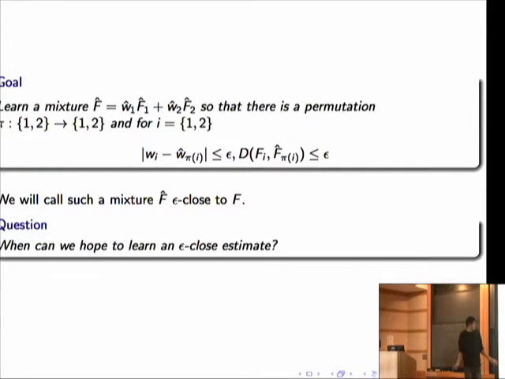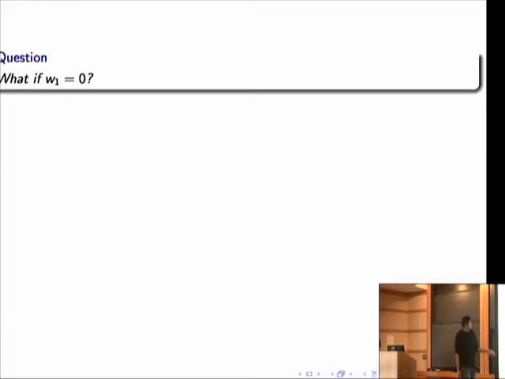So if this is our learning goal, then the first question to ask is, when can we even hope to learn epsilon close estimates? It turns out there'll be two trivial cases where we can't hope to do this, but these will be the only cases. I claim if one of the mixing weights, for example, is 0, then no matter how many samples we take, we could never hope to learn an epsilon close estimate, because we never sample from F1. So in fact, F1 to us looks arbitrary, so we could never hope to get it right.